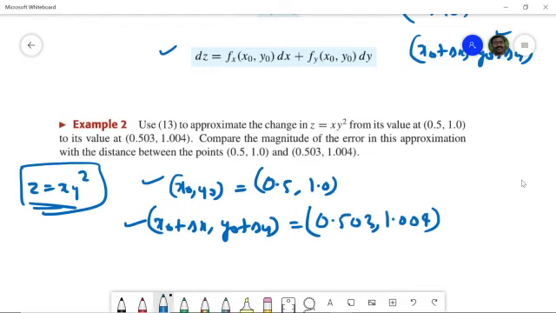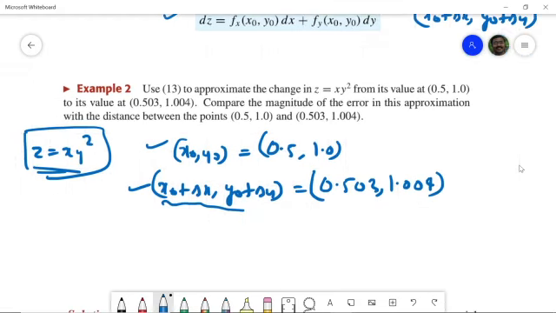So we need to compute the change in z when x0, y0 changes to x0 plus delta x, y0 plus delta y. One way of computing the change is to directly substitute the value of x0, y0 into z and you will get a value. Then you can substitute the value of x0 plus delta x, y0 plus delta y into the formula of z, compute the value and see the difference. So that is the direct way. Okay, we will compute this change using differentials, using the formula dz is equal to this. So let us try that one.